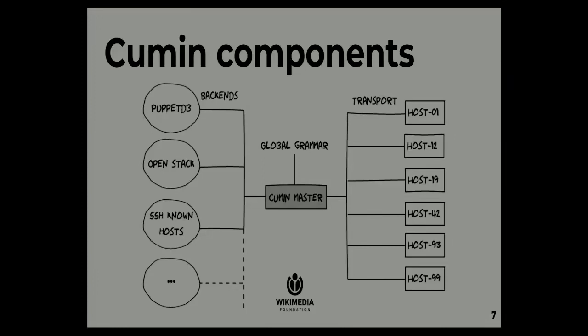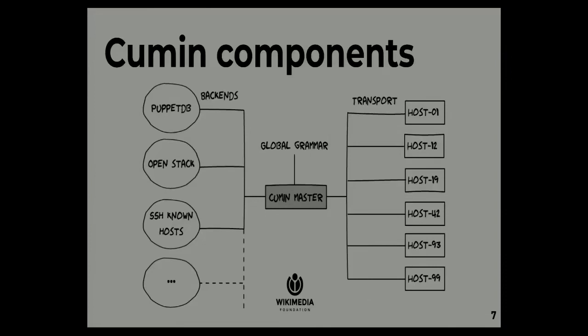You just write a single class in Python, and you can plug in whatever backend that is not yet part of Cumin itself. And you can combine results from all of them. And it's very easy to write a new backend. I mean, it's just one file, very, very easy. It depends on your API, of course, but in general, it's very easy.